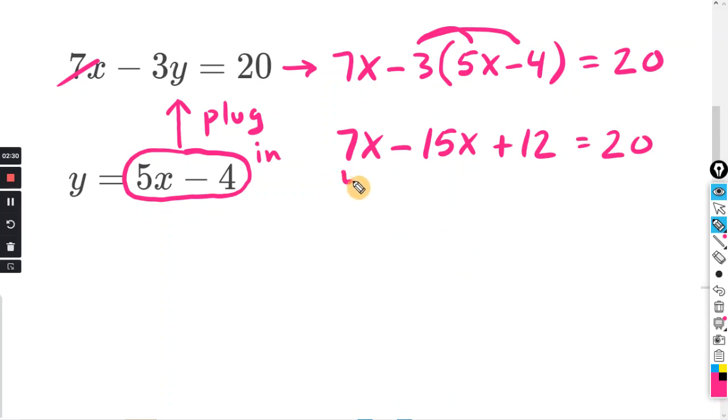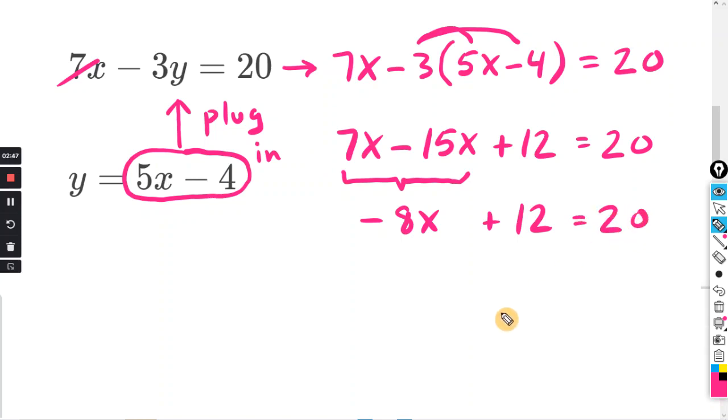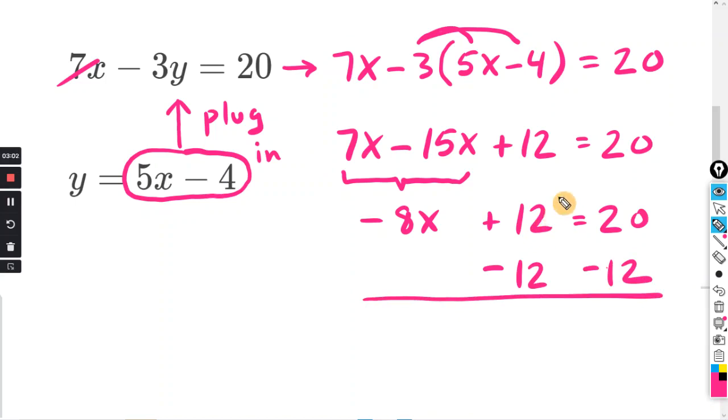Combining like terms, 7x minus 15x is going to be negative 8x. And you can do this in one step or two. I'll do it in two steps. We have plus 12, and that equals 20. Okay, and now we want variables on one side and constant terms on the other. So the opposite of positive 12 is negative 12. You want to apply that to both sides of the equal sign. 12 minus 12 cancels. Bring down your negative 8x. Bring down the equal sign, and 20 minus 12 is positive 8.